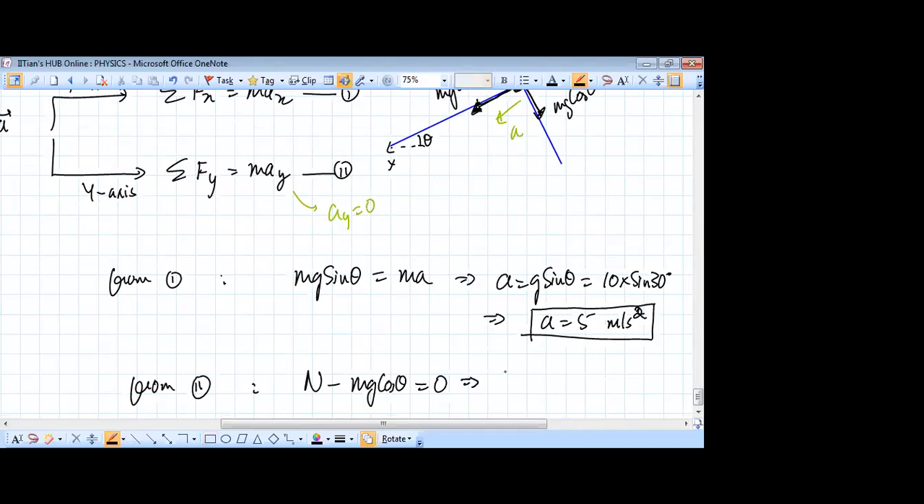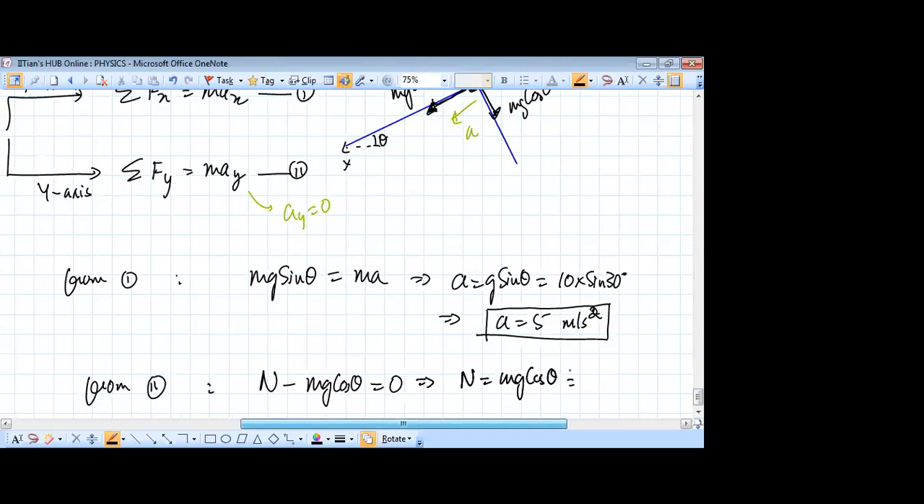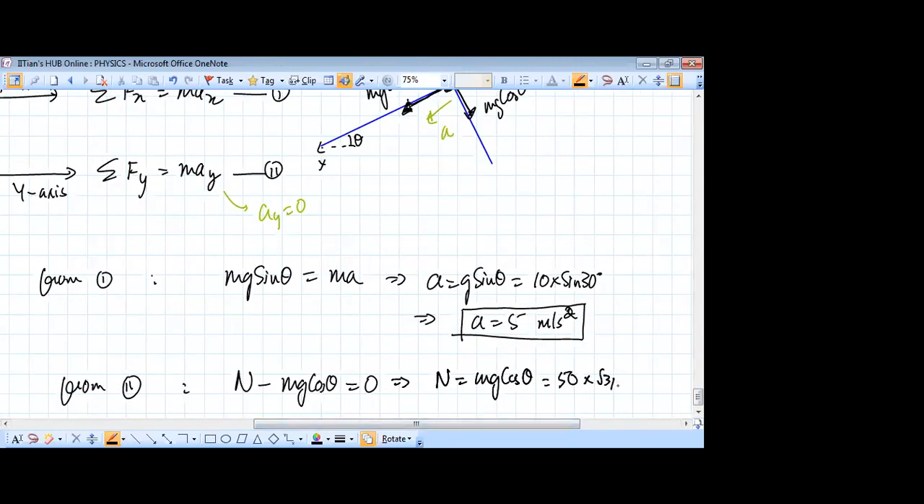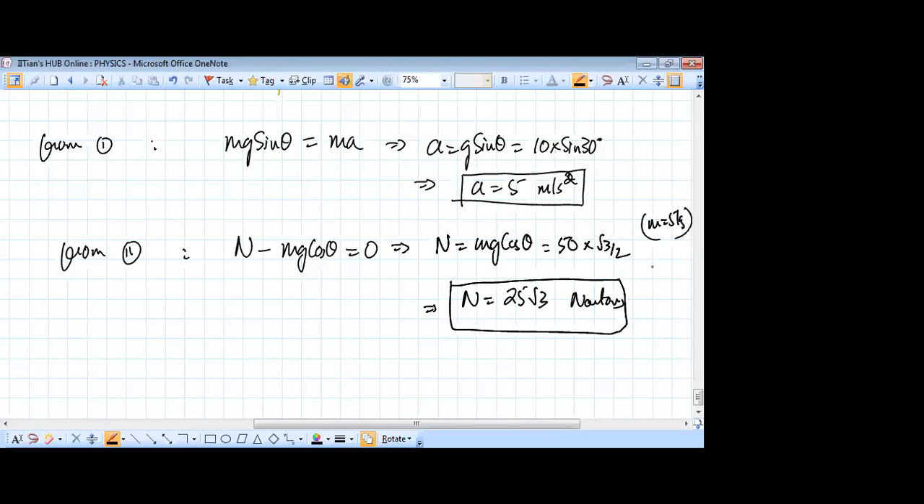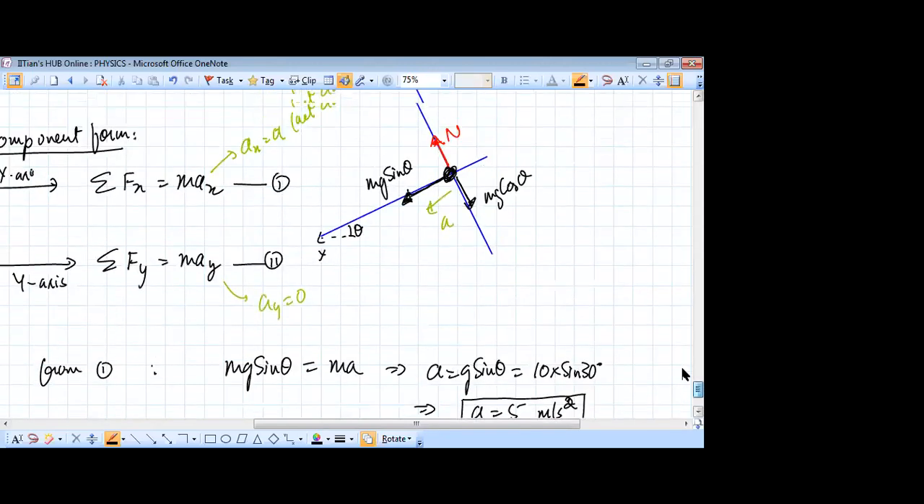So this tells us what the magnitude of the normal reaction should be: mg cos theta, or again that should be equal to, what was the mass we had taken? 5 kg. So 50 into root 3 by 2, so 25 root 3 newtons will be the normal reaction. Assuming I have taken the mass correctly, I'll just check once. But here I have taken mass as 5 kg. So this becomes the complete solving of this.